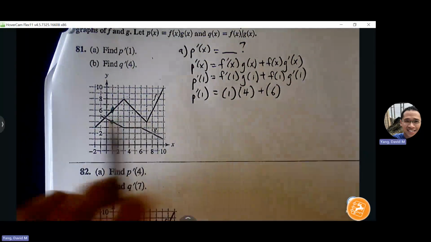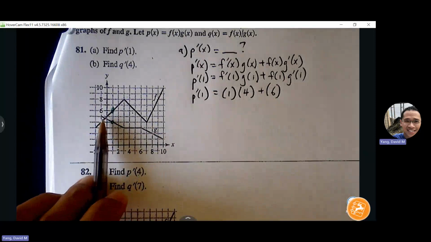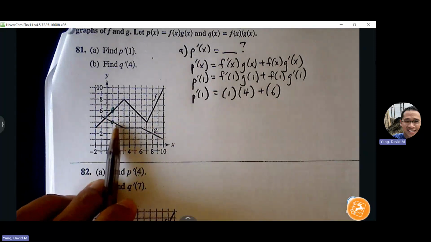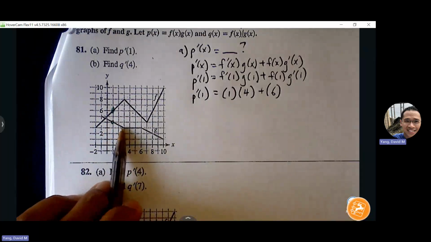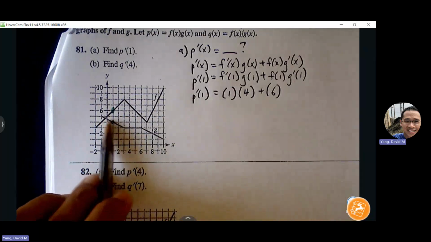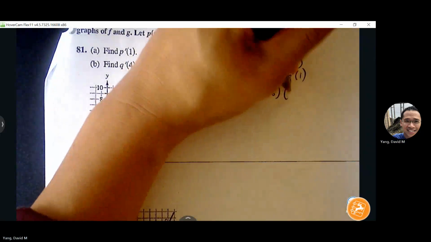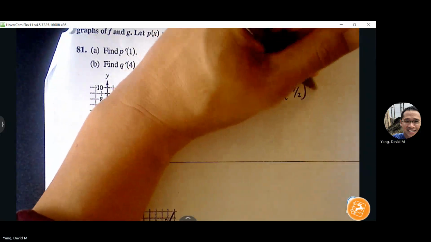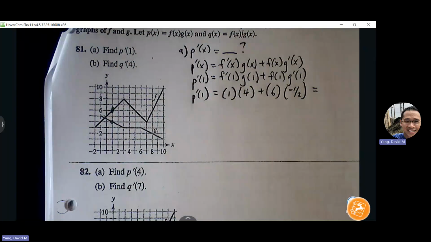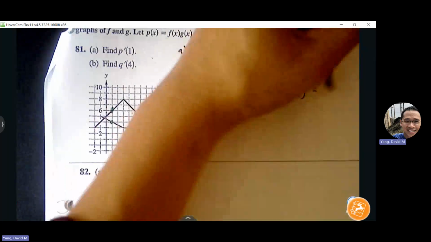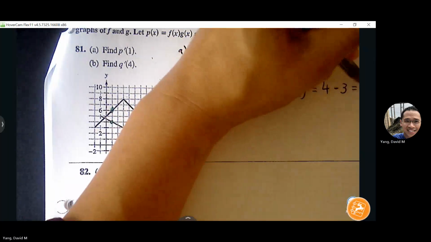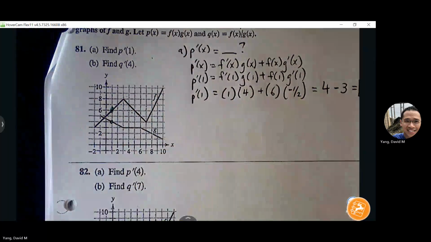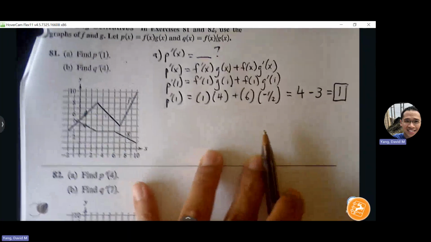Okay, next up, G prime of 1. I'm back to this point, but now I'm asking for the slope because you see that prime there. It's good. So you're going down 1 over 2. It's the steepness of -1/2. Do some cleanup here. 1 times 4 is 4. 6 and -1/2 is -3. And we get answer is 1. Oh, sorry.